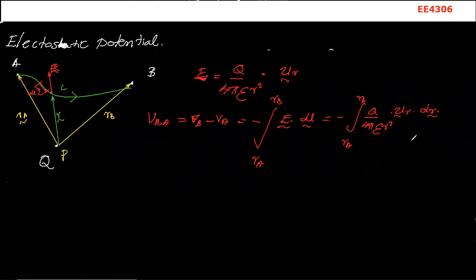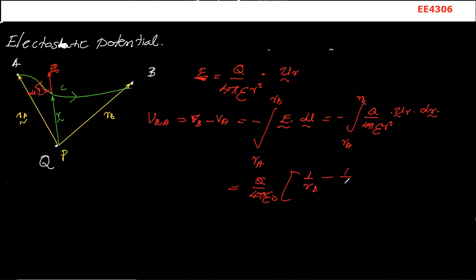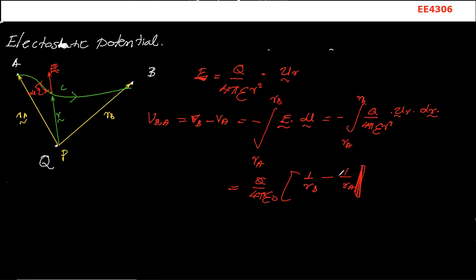Now, once you do this integration, as a result, you will get Q divided by 4 pi epsilon naught into 1 over RB minus 1 over RA by doing this line integration. This VBA may be regarded as the potential at point B with reference to capital A.